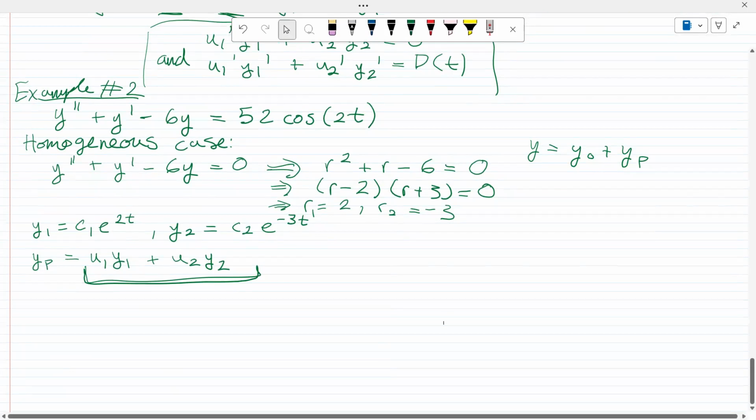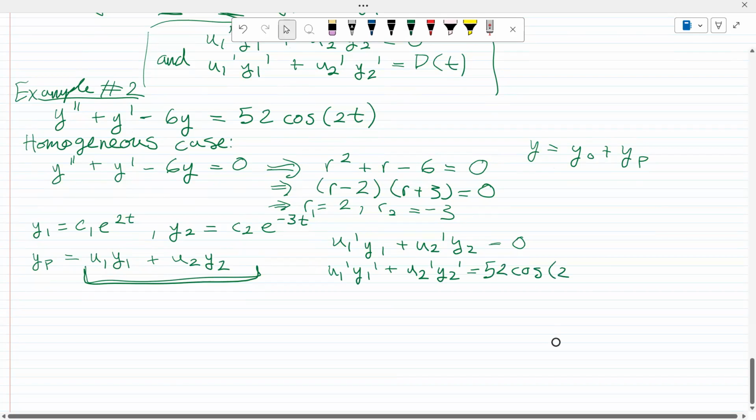So we have that u1 prime y1 plus u2 prime y2 is equal to 0. Let me erase. Okay, there we go. And we have that u1 prime y1 prime plus u2 prime y2 prime is equal to 52 cosine 2t.